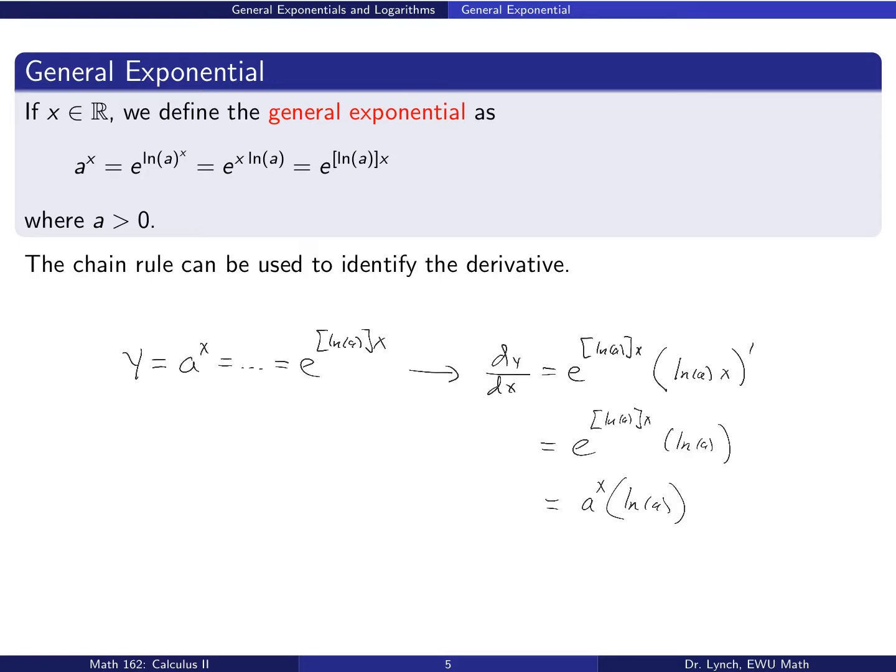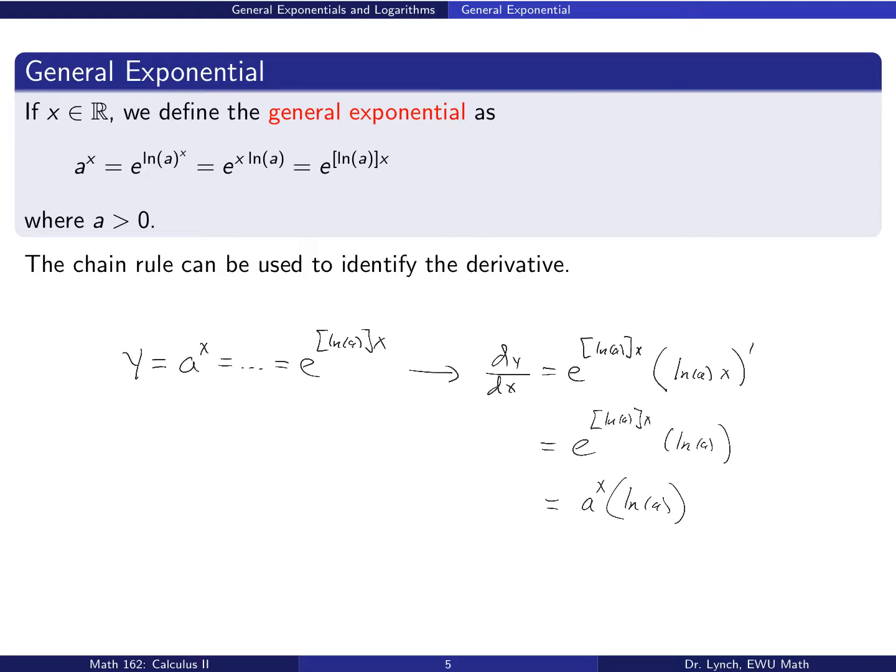So since we can write a to the x as an exponential, we can take the derivative, and we know how to differentiate exponential functions. So the derivative of e to the stuff is e to the stuff times the derivative of the stuff. When a is a constant, ln a is a constant too, and the derivative of a constant times x is just that constant. Now, of course, we can recover a to the x from e to the ln a times x, and we see that the derivative is exactly a to the x ln a.